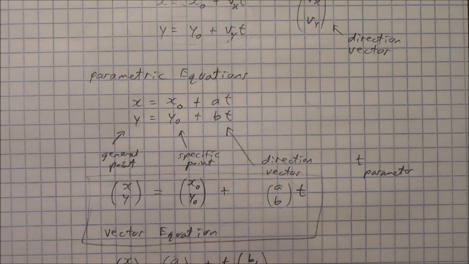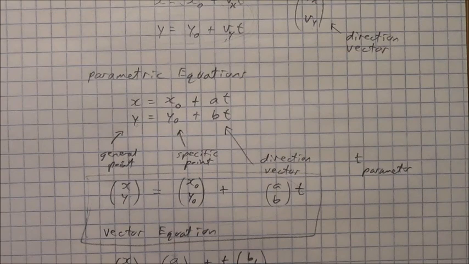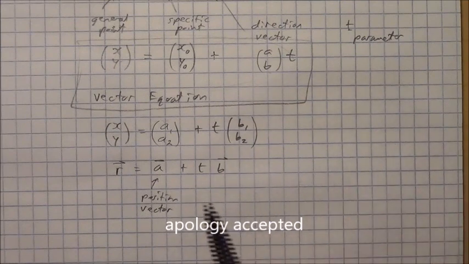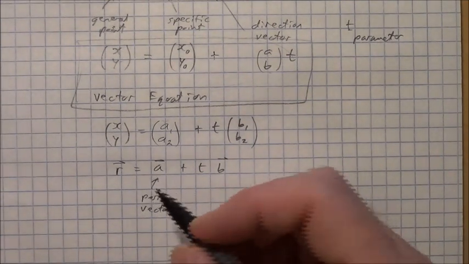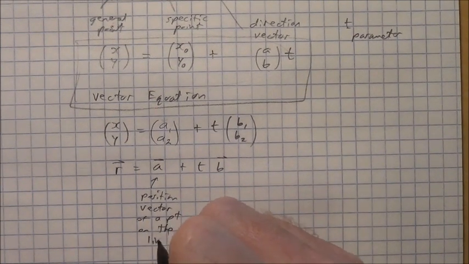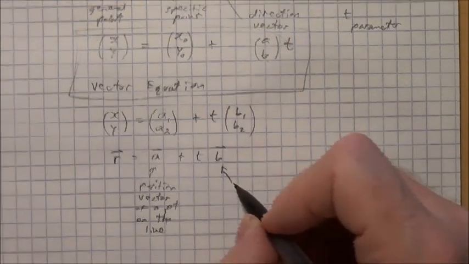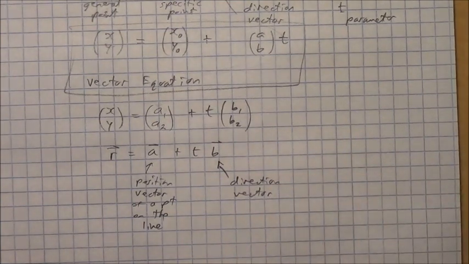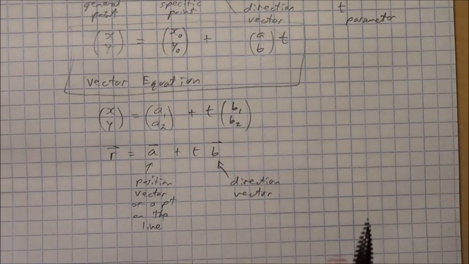Another way of looking at it is vector r equals vector a plus t times vector b. Here r is the position vector of a point on the line, a is the position vector of a specific point on the line, and b is the direction vector of the line itself.